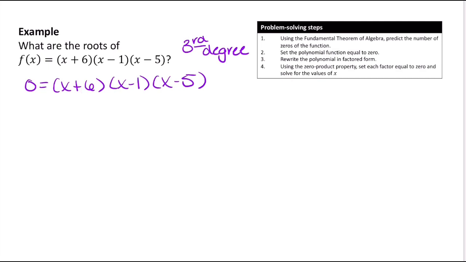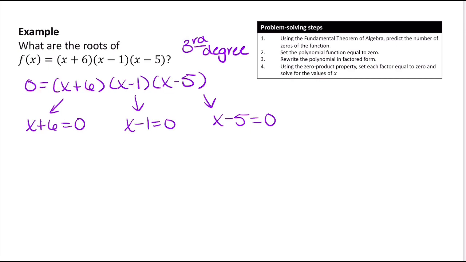I have three things that are being multiplied. Doesn't matter how many terms are being multiplied. As long as it's equal to 0, one of them has to be 0. So I'm going to say that this means that either x plus 6 equals 0, or x minus 1 equals 0, or x minus 5 equals 0. Okay, that's the only way to multiply these binomials and get 0.